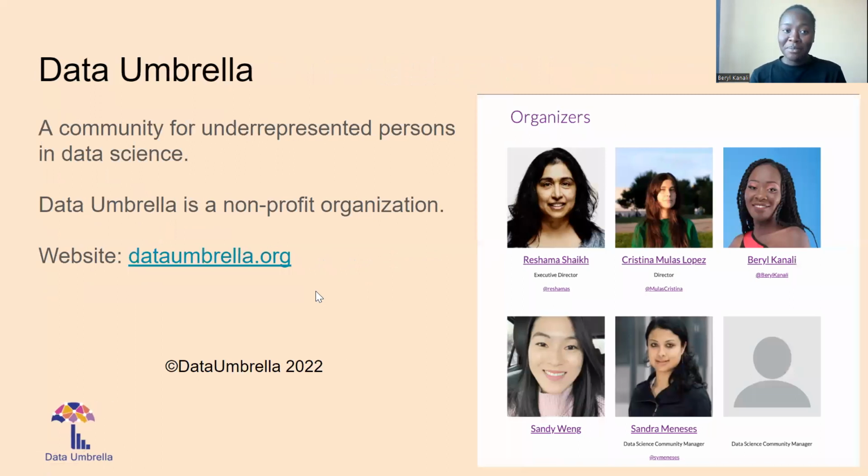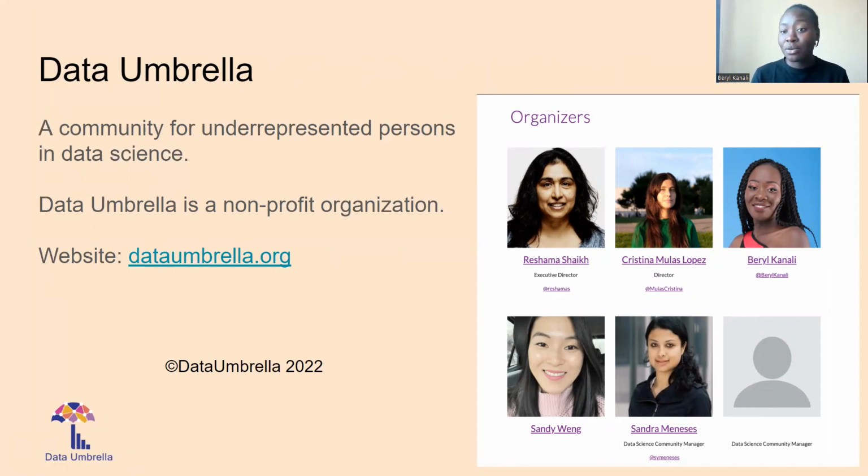Now let's go to Data Umbrella. We are here as Data Umbrella and we are a community partner with PyCon Ghana. So Data Umbrella is a community for underrepresented persons in data science and we are a non-profit organization. Our website is dataumbrella.org and Data Umbrella is run by the following people on the screen.